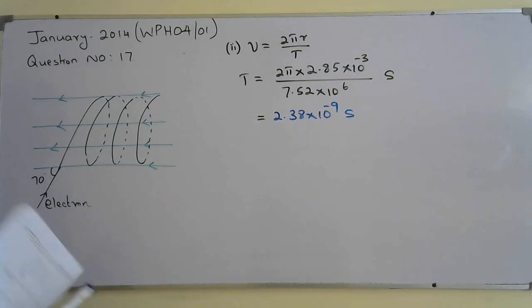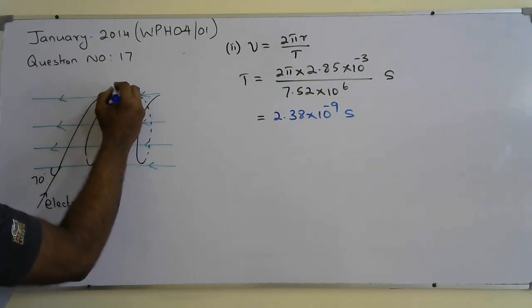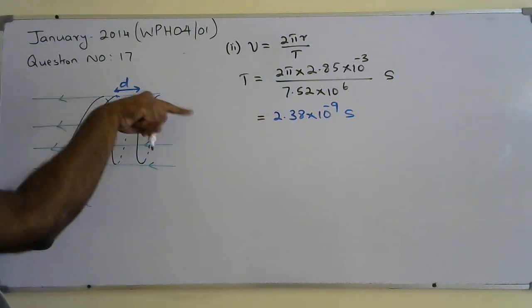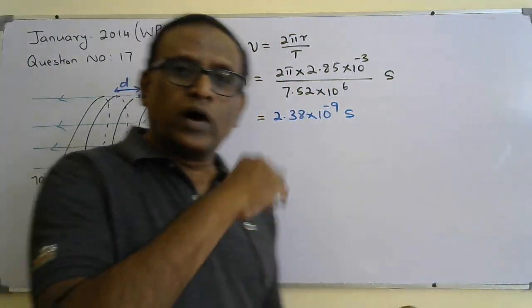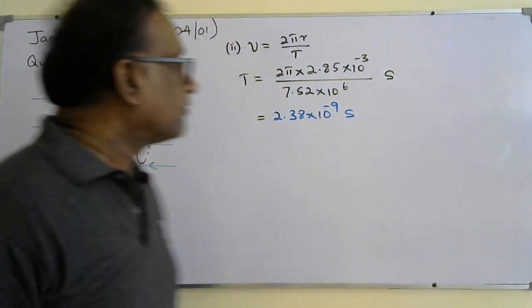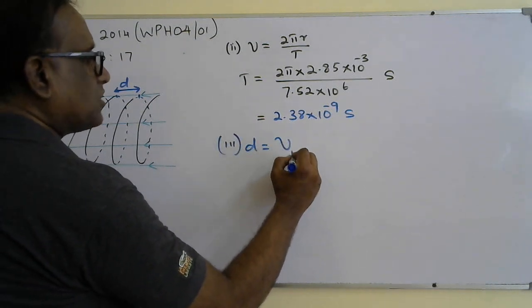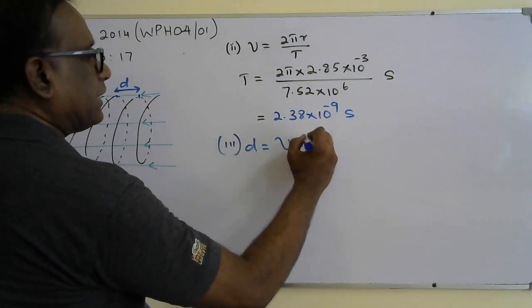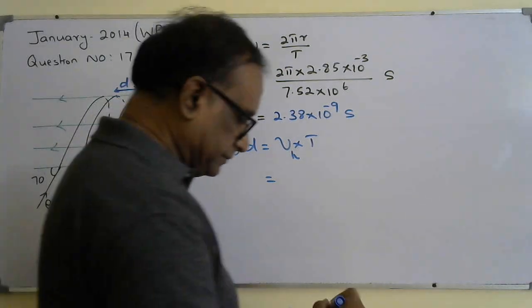So third part of part B, calculate the distance between two adjacent loops in the helical path. So this is the distance between two adjacent loops of this helical path. That is due to the horizontal component of velocity. The horizontal component of velocity pulls it. So when it completes one full orbit, it will be pulled towards right. So that distance, I can say d is equal to horizontal component of velocity times time period. The horizontal component of velocity we already found.